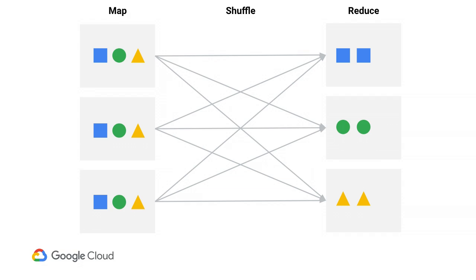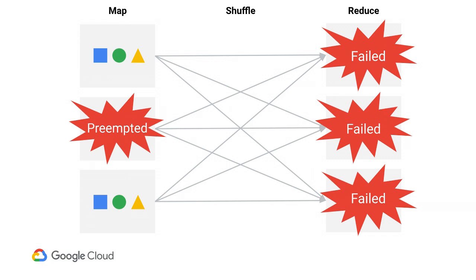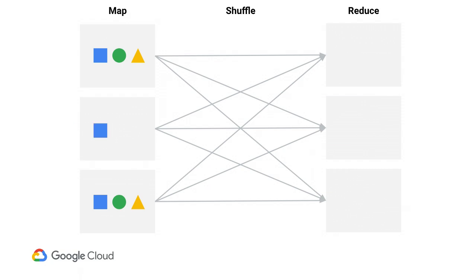And so your job is going along, it's almost done, but then one of your mappers gets preempted. And as a result of this, all those reducers that were fetching data from that mapper, those reduce tasks also fail. So now, not only do you have to rerun this map task, you also have to rerun all those reduce tasks that were fetching data from that mapper. So that's kind of unfortunate. So we've actually launched a feature to alpha that helps mitigate this issue.